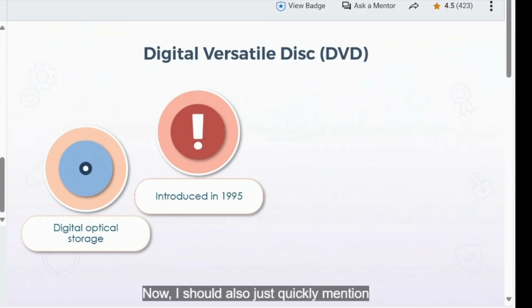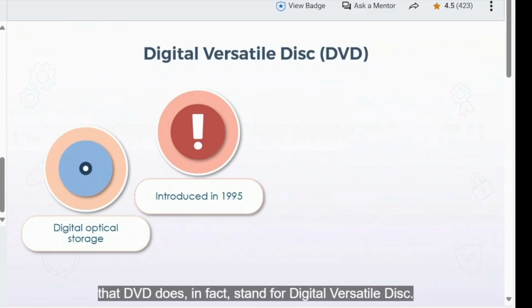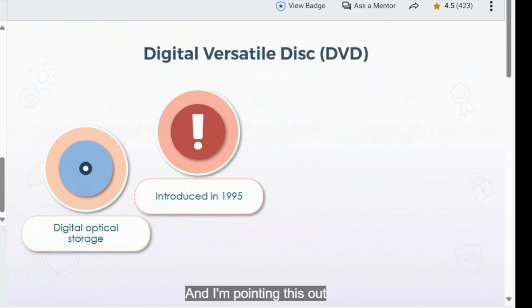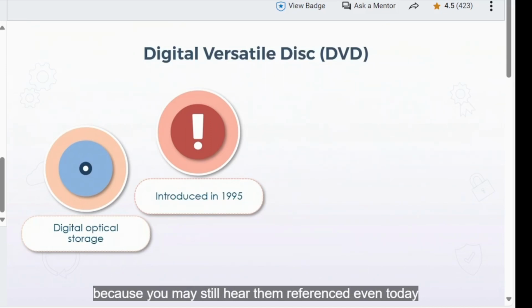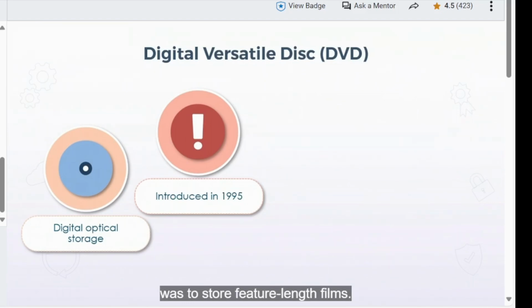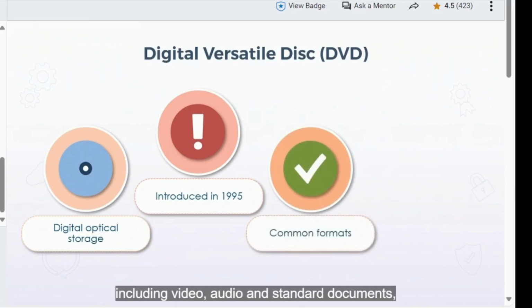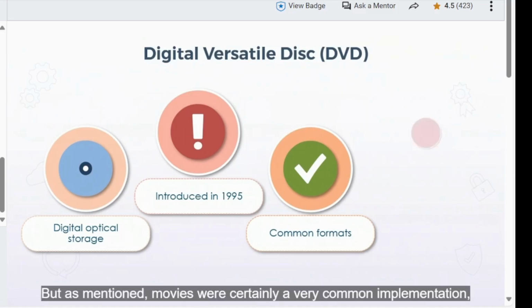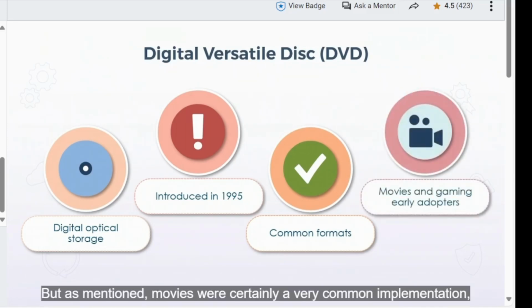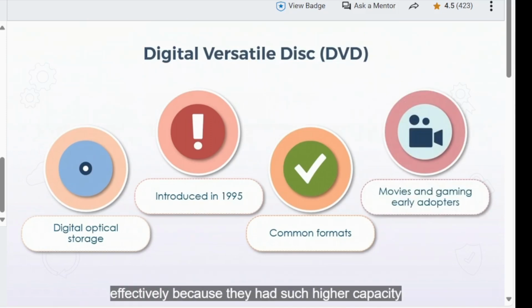Now, I should also just quickly mention that DVD does in fact stand for Digital Versatile Disc, and I'm pointing this out because you may still hear them referenced even today as digital video discs, because one of their early implementations was to store feature-length films. Those of you who remember going to video stores may have often heard that term, but they can in fact store many types of common data, including video, audio, and standard documents, hence the term versatile. But as mentioned, movies were certainly a very common implementation, as was gaming, effectively because they had such higher capacity than their CD predecessors.